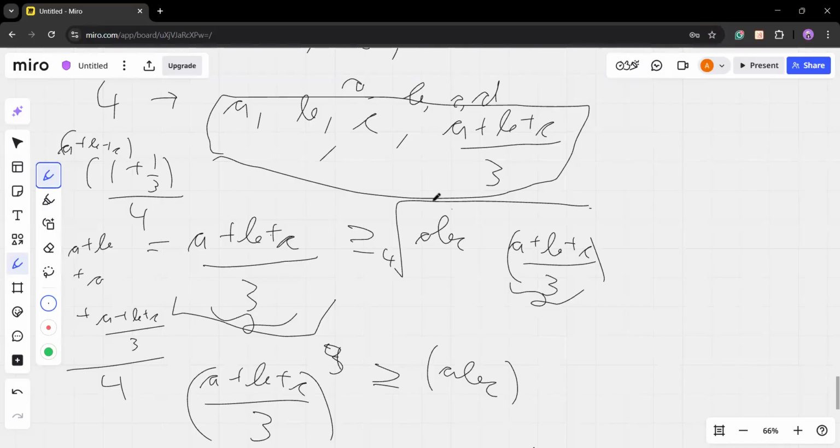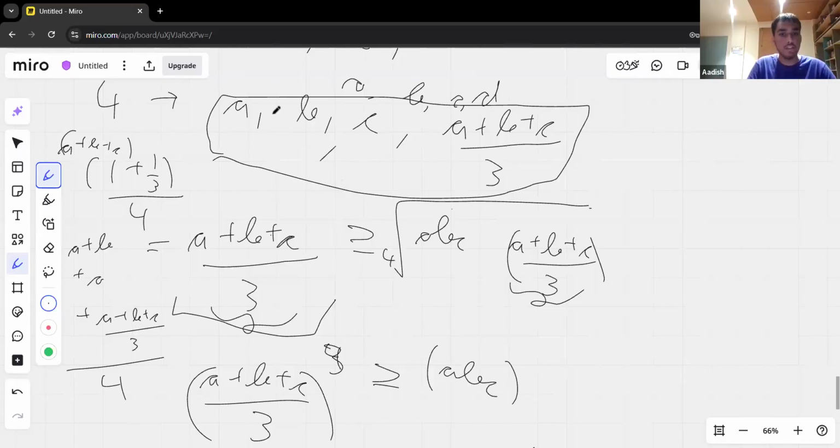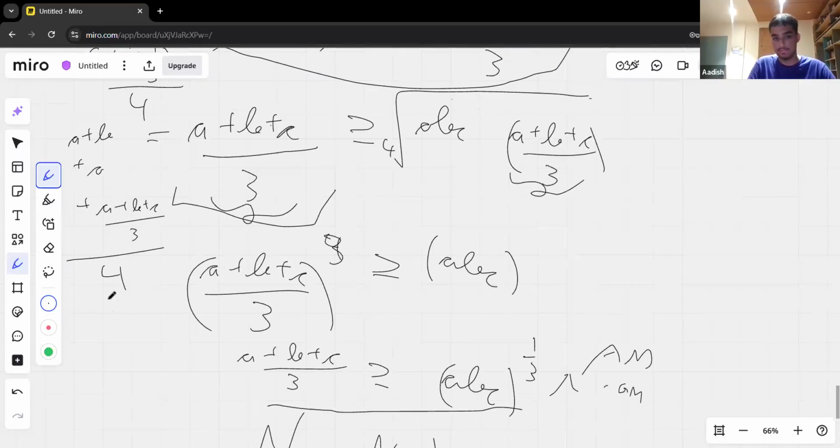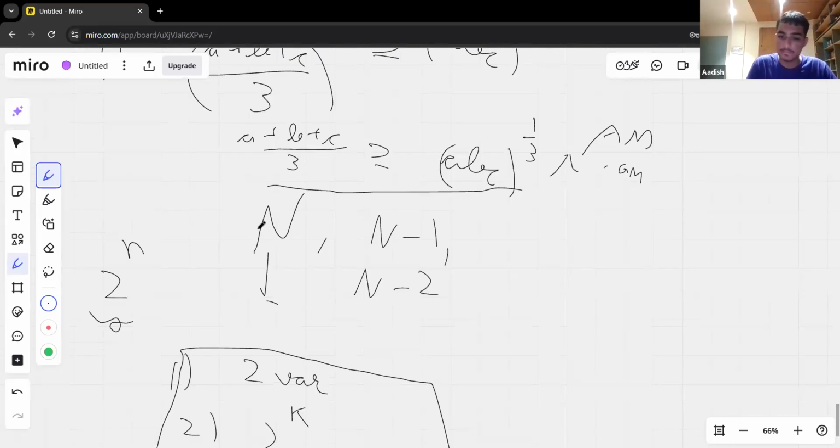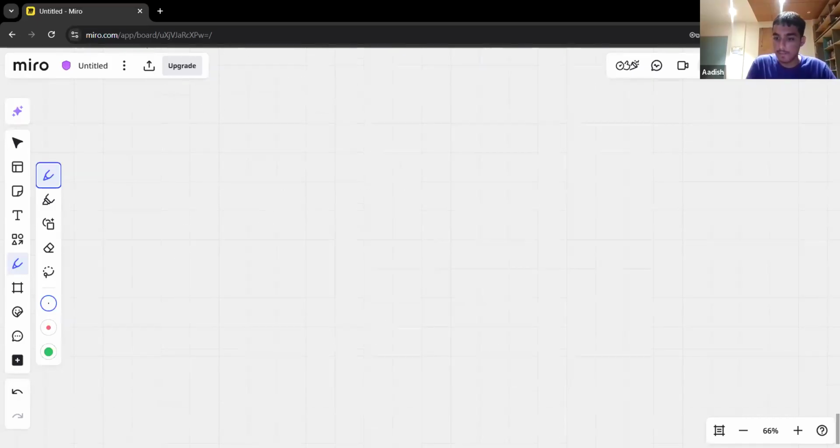How is that possible? We are adding something to (a plus b plus c) by 3, and we are getting the same thing. We are adding, right? We are also dividing. Oh, okay, we also divide by 4, and so we get the same thing back. Okay, good. Now let's move on to some problems.